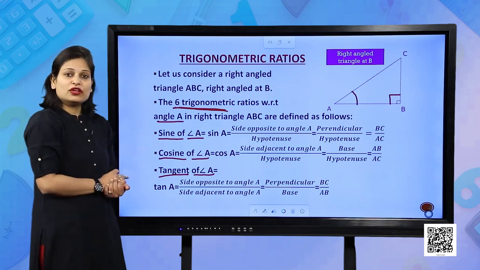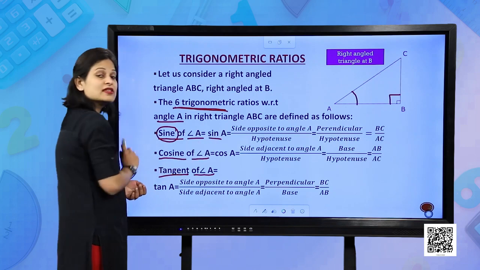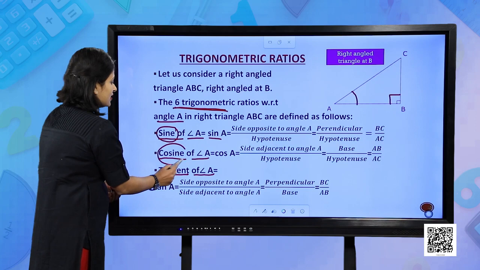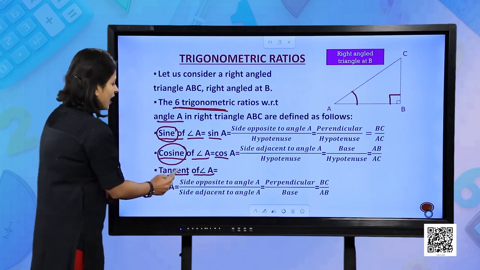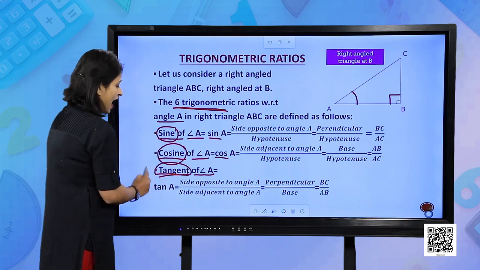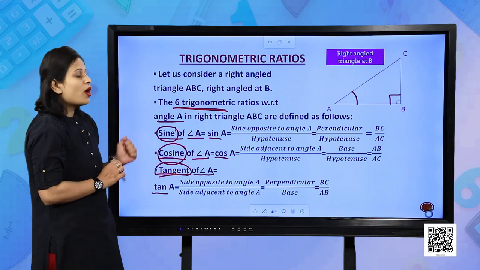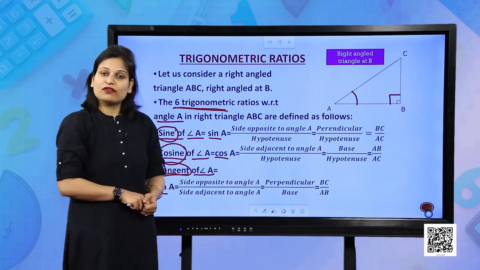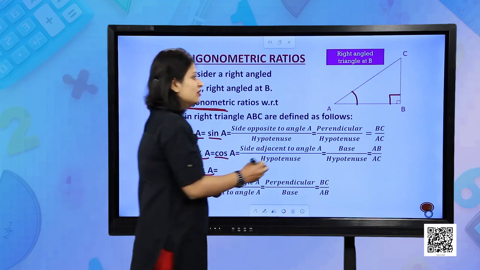In short, we usually write sine as sin, S-I-N, cosine as cos, C-O-S, and tangent as tan, T-A-N. Now, how will you remember the definitions of these trigonometric functions? I am going to write down something, just see.